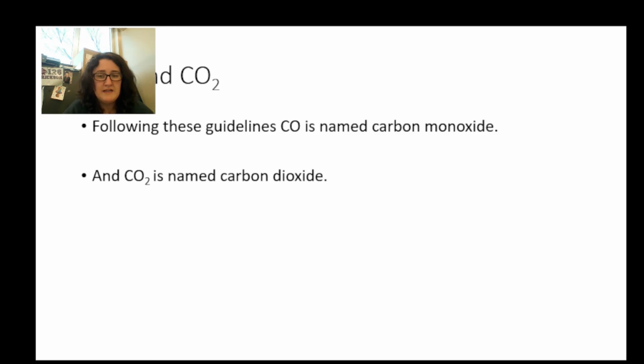Following these guidelines, CO is named carbon monoxide and CO2 is named carbon dioxide. The poisonous one is the carbon monoxide. Carbon dioxide isn't really something you breathe, but it's not being absorbed constantly. CO is absorbed and takes the place of oxygen, which is why it's considered toxic or poisonous.